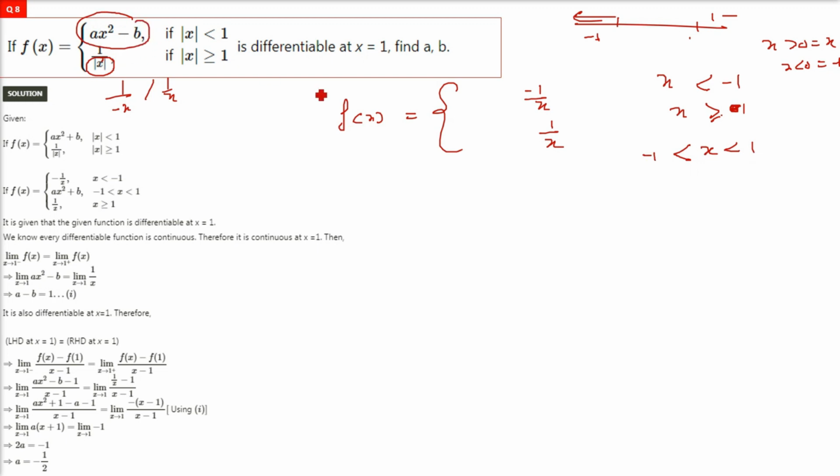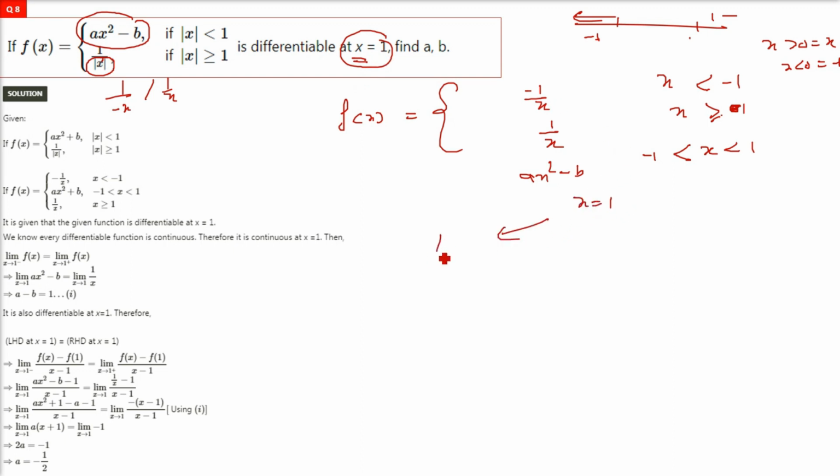And how about x between negative 1 and 1? It is going to be ax square minus b. X between negative 1 and 1, it is ax square minus b. Now, all these are differentiable functions, and we know every differentiable function is continuous. It is already given in the question that it is differentiable at x equals 1. So it is continuous also. So it is continuous at x equal to 1.